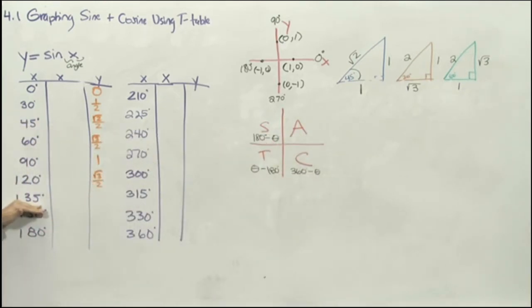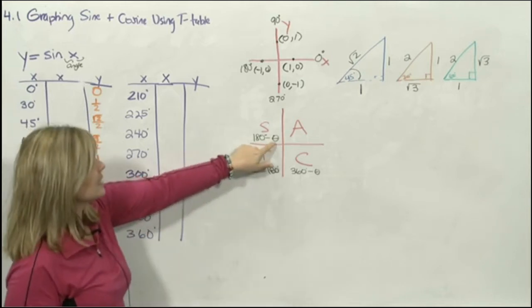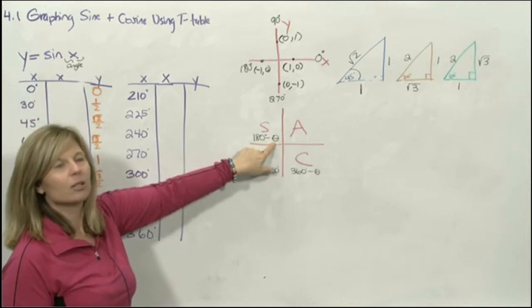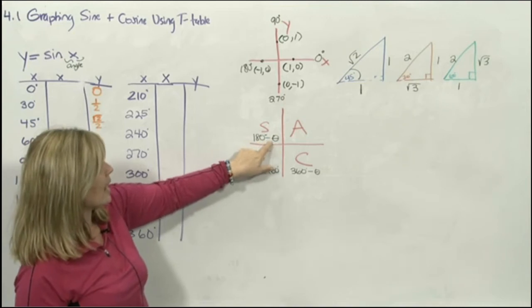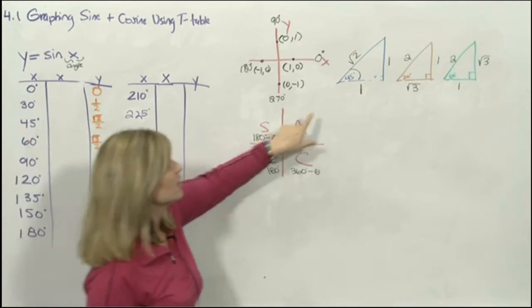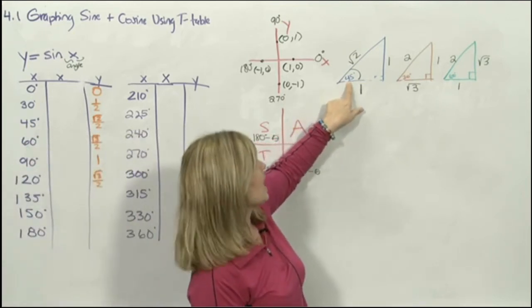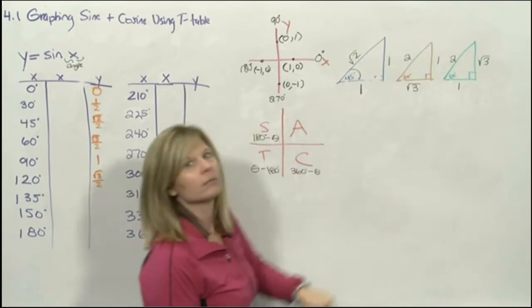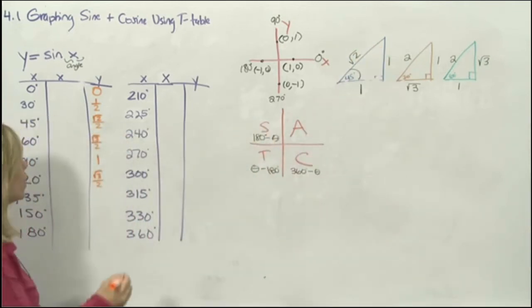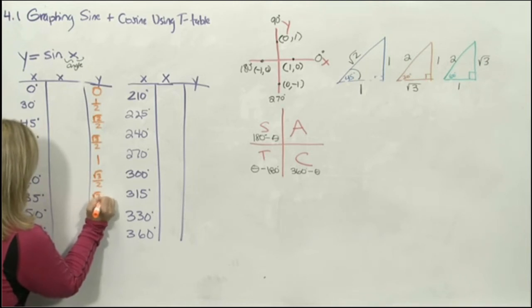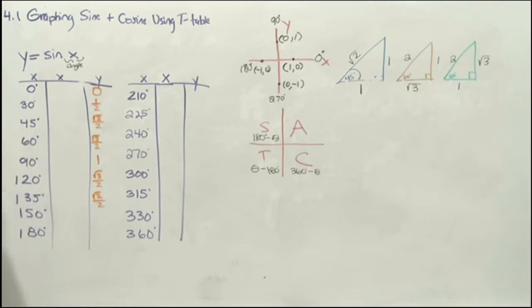I want to look up 135. That's in quadrant 2. So I need the reference angle. 180 minus 135 is 45. Sine is y over r. I do not write 1 over square root of 2. I rationalize and write square root of 2 over 2.